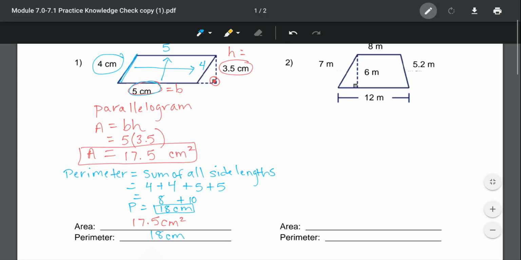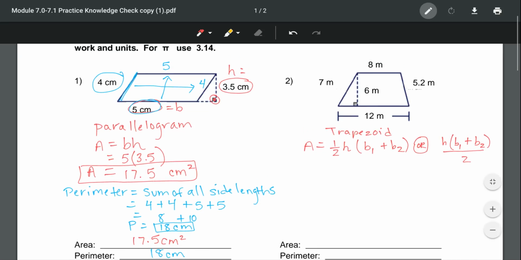Okay, in number 2, you have a trapezoid. Make sure you know the names of these shapes, so that you have all the formulas very clear. The area of a trapezoid is either 1/2 times the height times the sum of the bases, where B1 means base 1 plus B2 means base number 2. Or you might have seen it as the height times base 1 plus base 2 all divided by 2. Both formulas work.